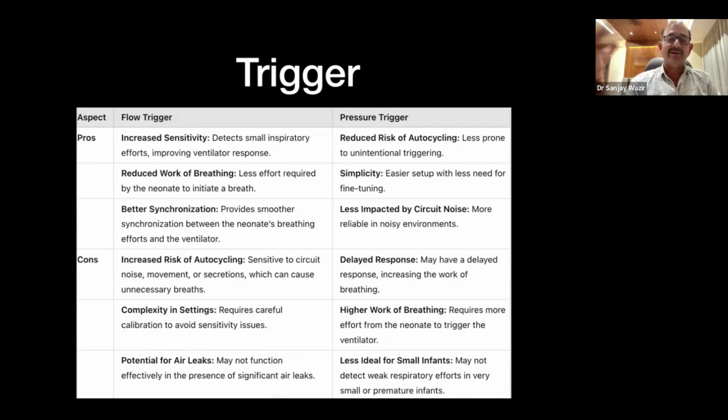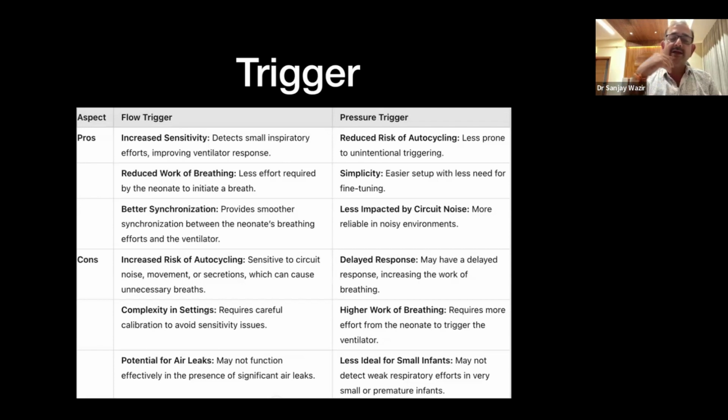But there are problems with flow triggering also. Because it is oversensitive, it tends to increase the risk of autocycling, which means that small movement, secretions, or even small circuit noise can actually initiate the breath, because the ventilator does not have a brain. It only picks up that flow change. So if there are secretions or movements in the circuit, that can cause autocycling.